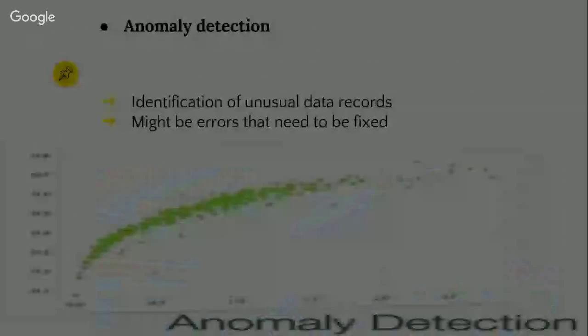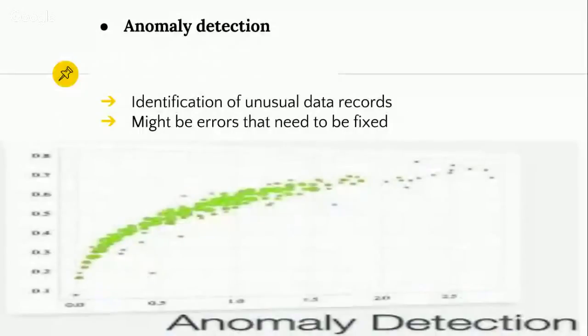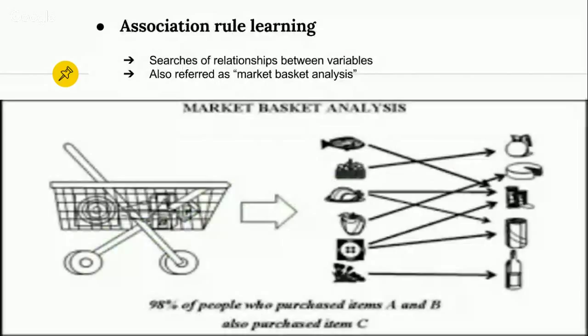Now let's explore those tasks in detail. First in our list is anomaly detection, which basically means the identification of unusual data records, something that will lead to errors that should be fixed. Next in our list is association rule learning. What I mean by that is the search for relations between variables. This task is also referred to as market basket analysis.